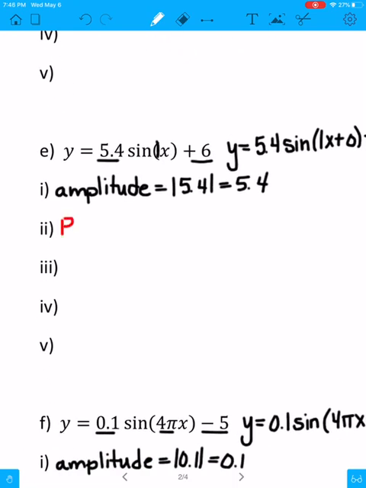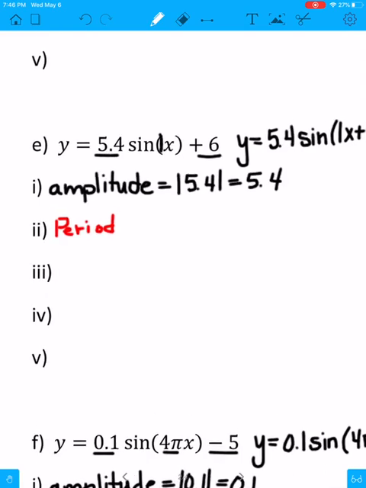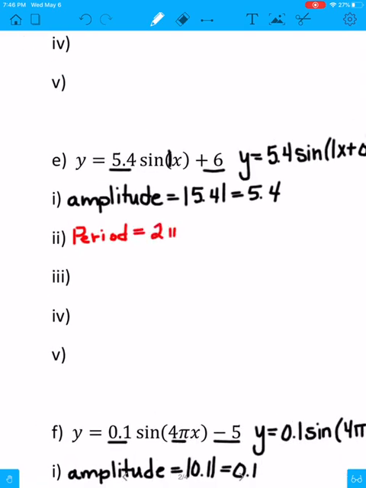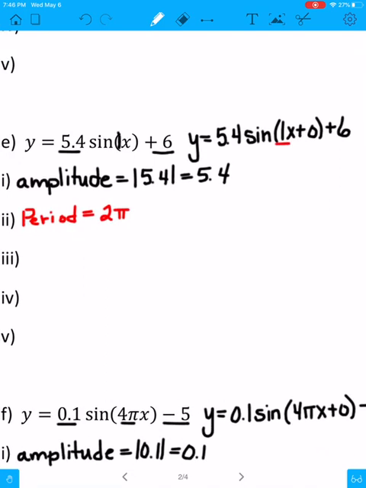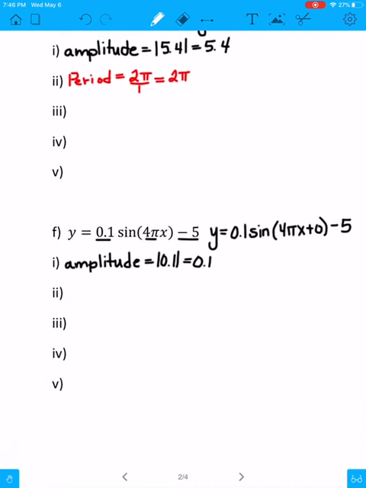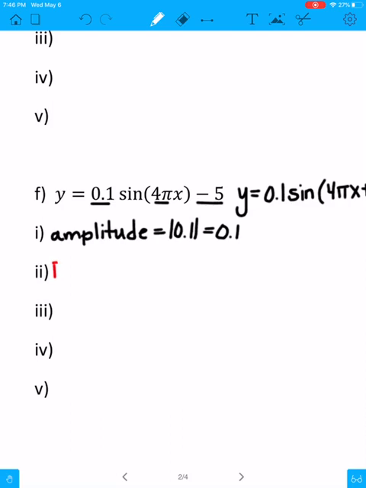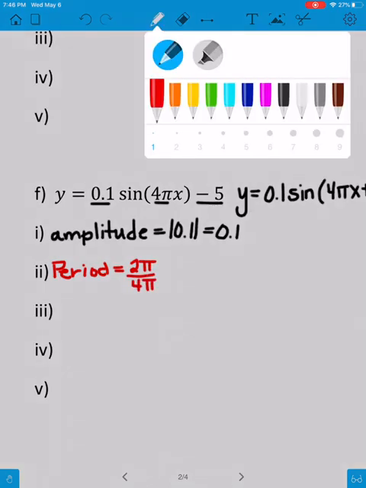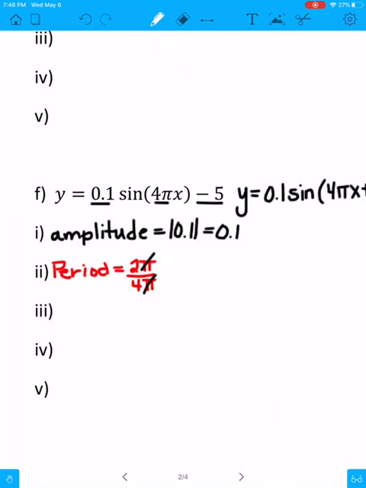E, the period equals 2 pi divided by b, and b is what's between sine and x, so it's 1. So 2 pi divided by 1 is 2 pi. For number 2, the period equals 2 pi divided by b, which is 4 pi. The pi's cancel. 2 divided by 2 is 1. 4 divided by 2 is 2. So I'm actually just left with 1/2. So this thing repeats itself 1/2 horizontally.